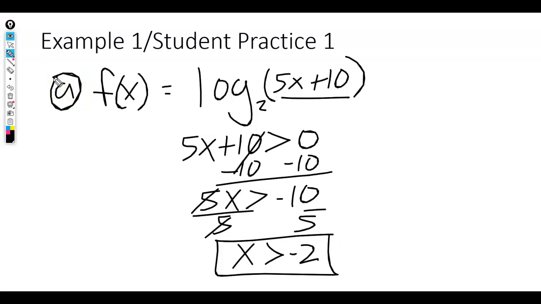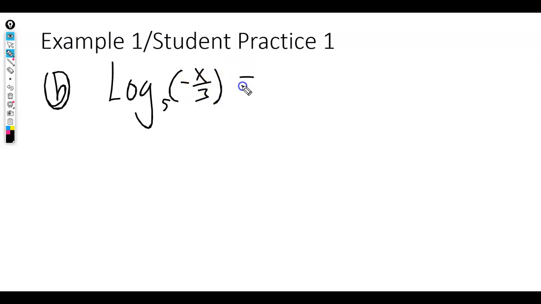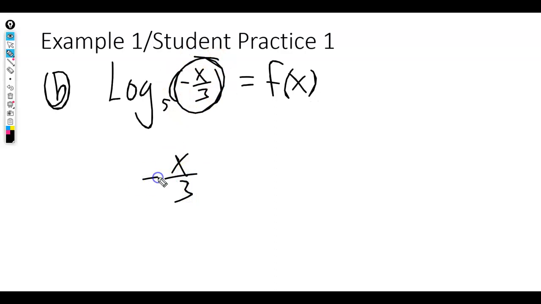I'm going to go ahead and do a second example, however. Let me go ahead and erase this. Do b. How about this? Log base 5 of negative x over 3 is my function. So in this case, my argument is this. And we know that the argument has to be greater than 0, right? So how would I solve this?